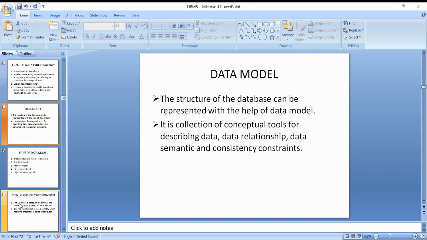Now coming to the second, that is data model. The structure of the database can be represented with the help of data model. It is the collection of conceptual tools for describing data, data relationship, data semantic, and consistency constraint.